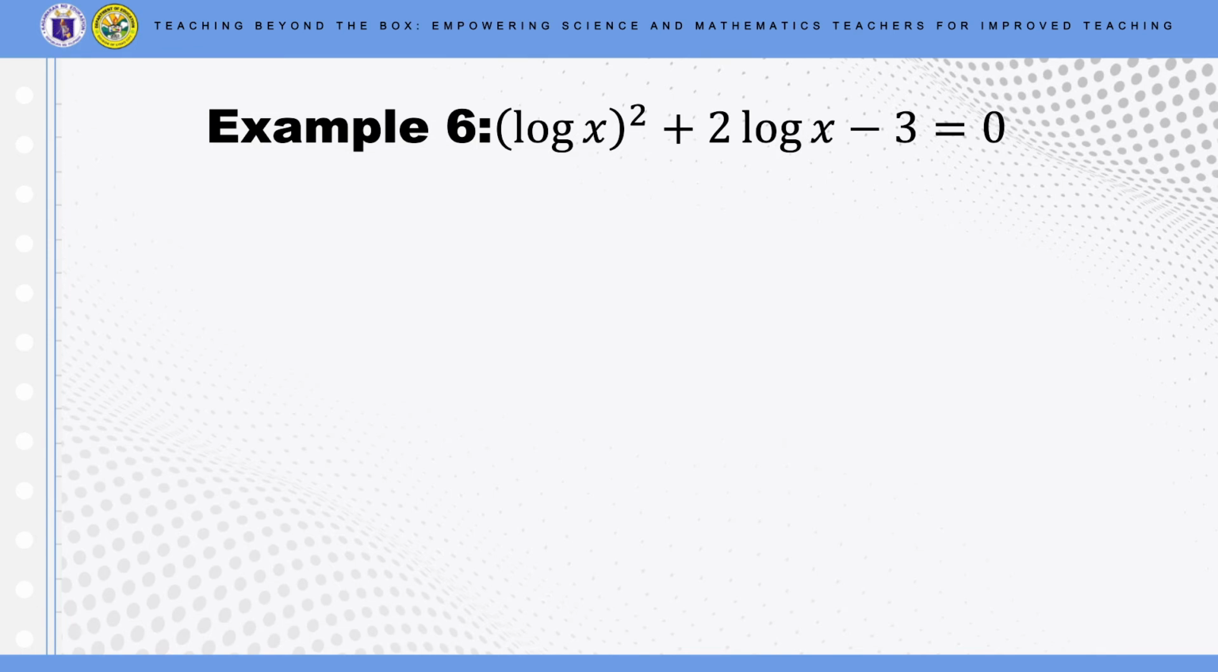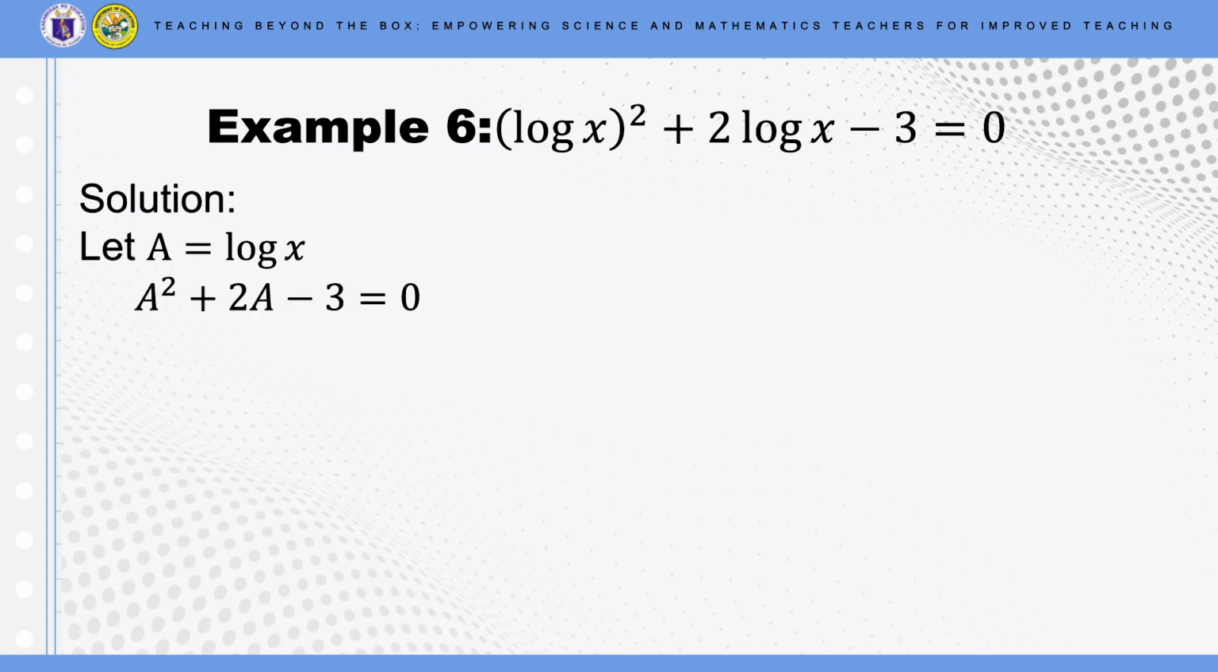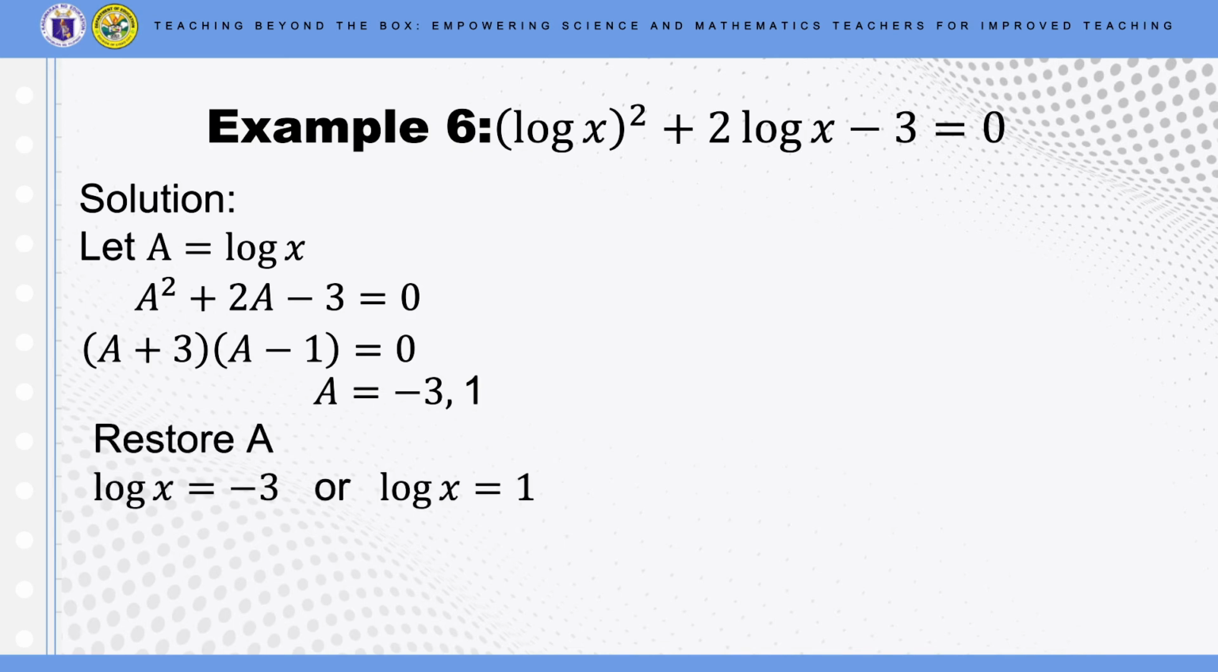Example number 6. The square of log x plus 2 log x minus 3 equals 0. Solution. We let a equals log x. Now this problem will turn into a squared plus 2a minus 3 equals 0. Factor. We have now the quantity a plus 3 times the quantity a minus 1 equals 0. Apply the zero product property. Therefore, a is equal to negative 3 and 1.